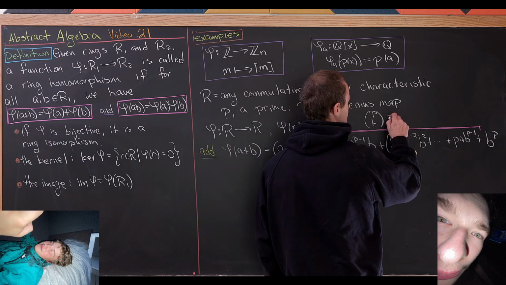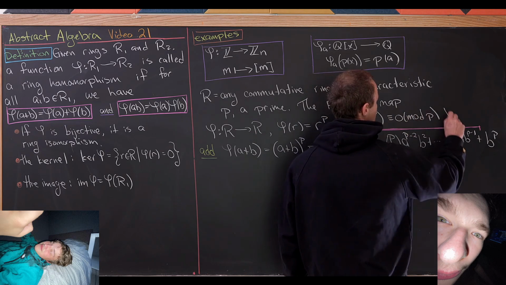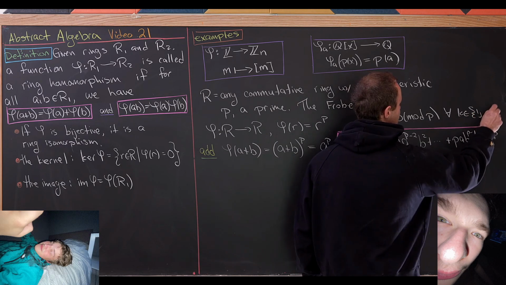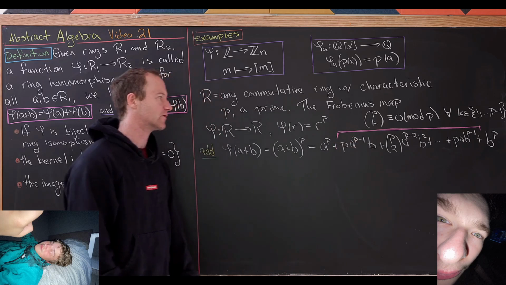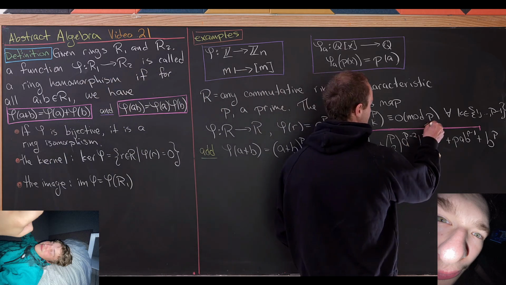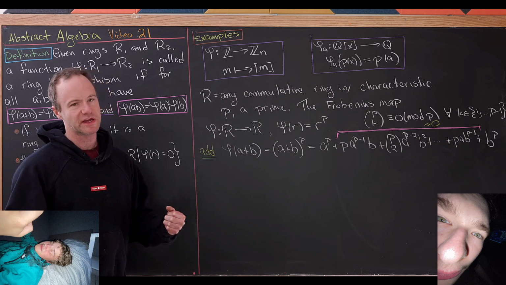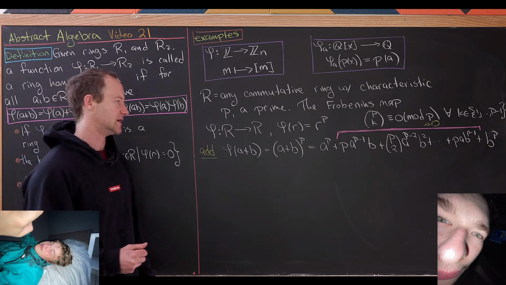In other words, it's congruent to 0 mod p for all k from the set 1 to p minus 1. But that means that every term there that's overlined in magenta is equal to 0 because we're in a ring of characteristic p. So let's recall that by multiplication by p, we really mean repeated addition p times.